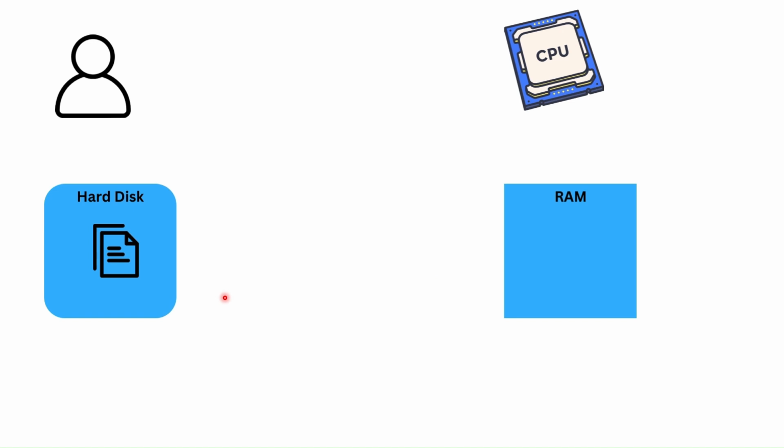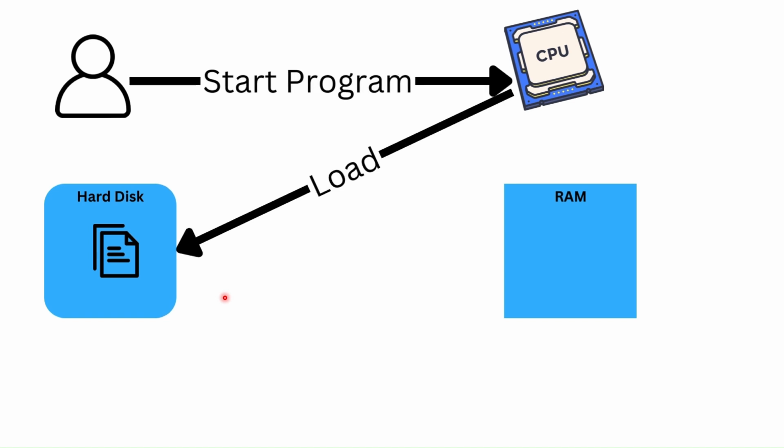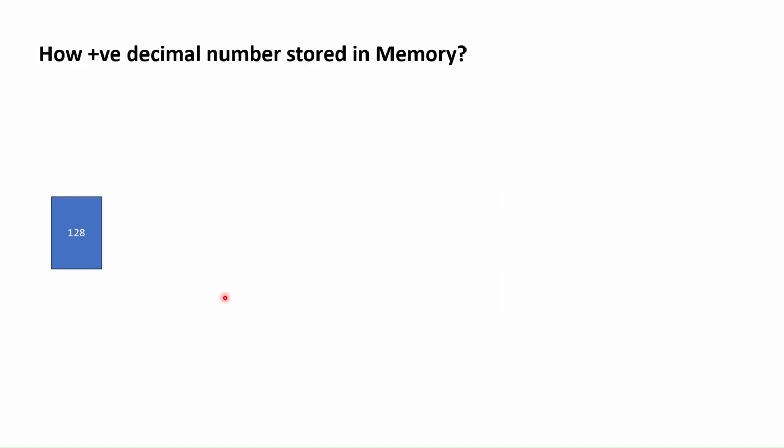For example, if you have a hard disk, this is what happens. You start a program, the CPU asks the hard disk to load the program into RAM, and then from RAM it will execute. Okay. So for example, if you have decimal numbers that are unsigned, meaning they don't have a sign, by default they are positive. So how will they be stored in the memory?